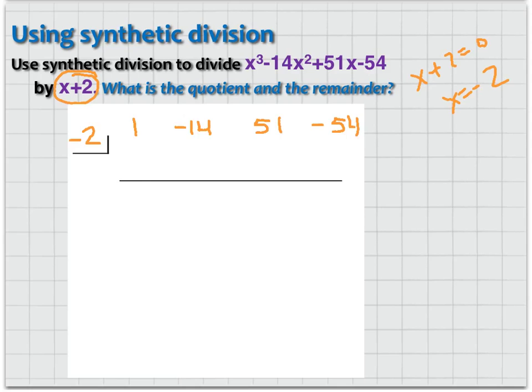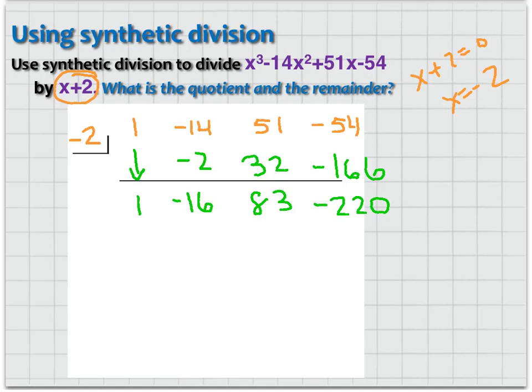First step is bring down the first term. Multiply these two together, write it underneath the next column, add, multiply negative 2 times negative 16, put that under the next column, add, 83 times negative 2 gives me negative 166. I add those together, I get negative 220.